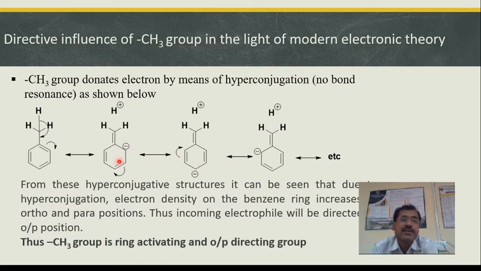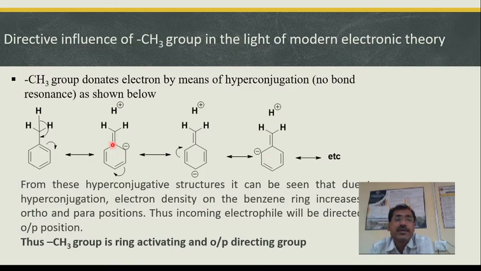So what will happen, this negative charge will move here, positive and negative will generate a double bond, so this new fresh double bond will be formed. And in the third step, this bond will open up this side and there will be a positive charge here, positive and negative will generate a double bond here. So as a result, the negative charge will be delocalized over the ring.